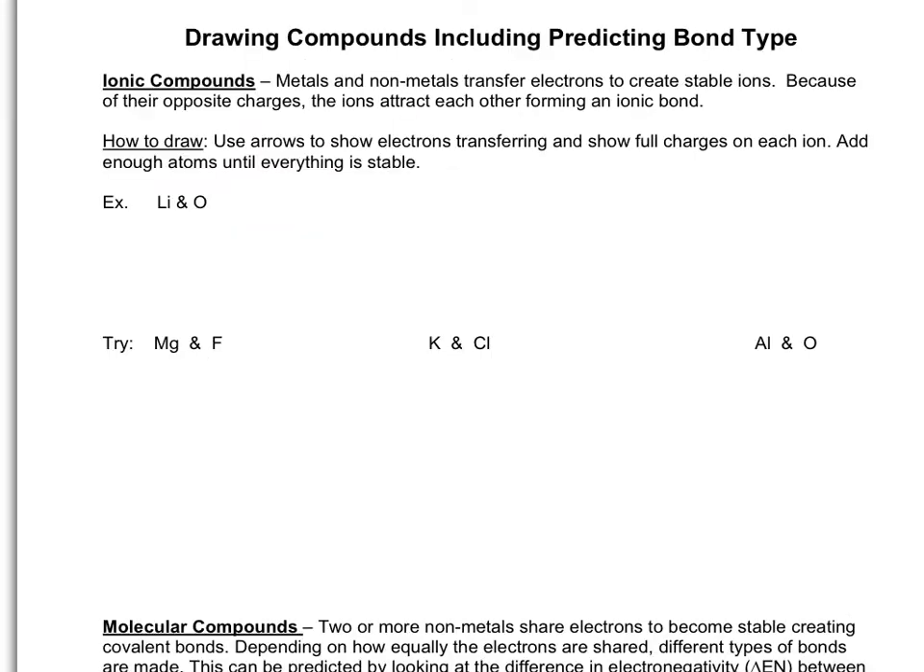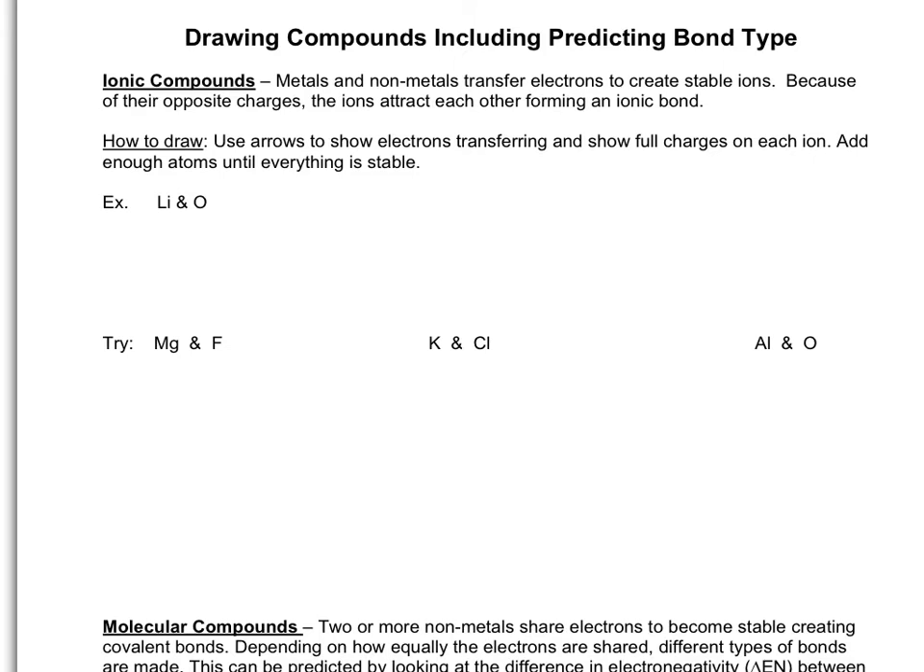Depending on what type of compound you're drawing, there's a different notation. You recognize ionic compounds because they're made up of metals and nonmetals. These atoms transfer electrons to create stable ions. Because the ions are oppositely charged, they attract each other in what's known as an ionic bond. Whenever we draw ionic compounds, we use arrows to show where the electrons are transferring to, and we write full charges on each of the ions.